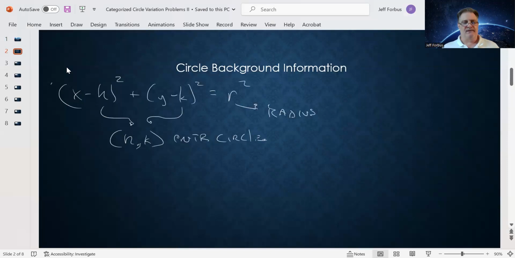Okay, now when the center of the circle is at (0, 0), this equation gives us a 0 for h and a 0 for k, and therefore the equation becomes x² + y² = r². Now, the ACT likes to use either one of these equations, this one or this one. With that being said, the problems that I'm going to be showing you are going to revolve around these equations. So let's move forward.